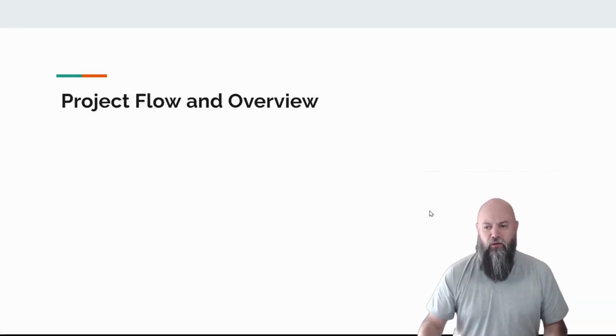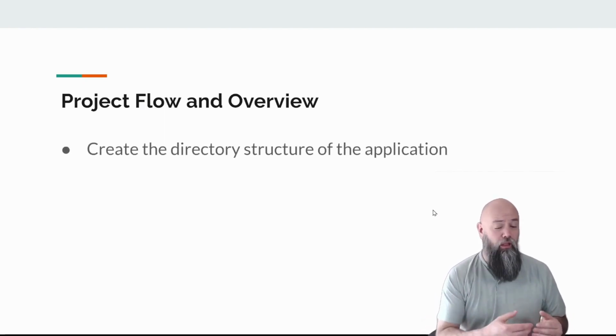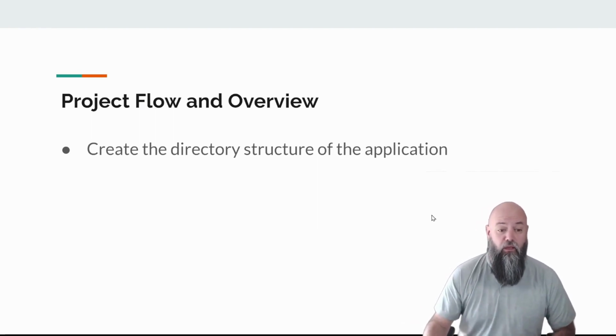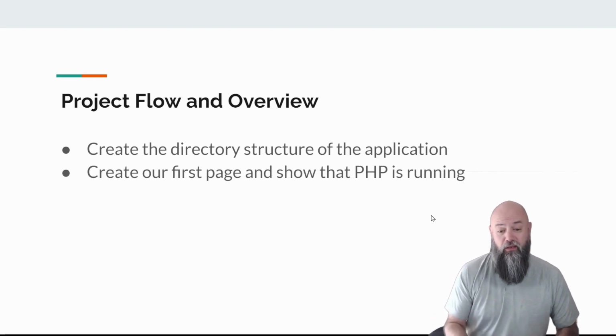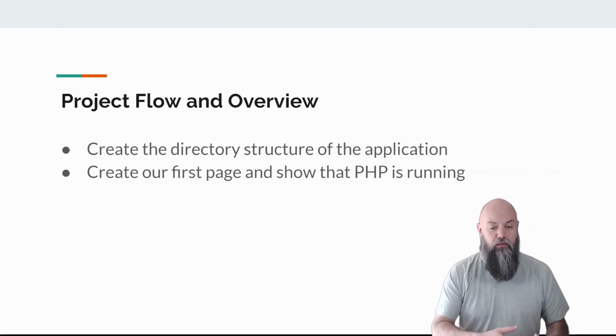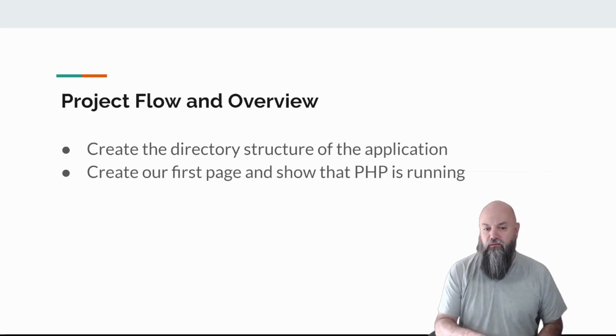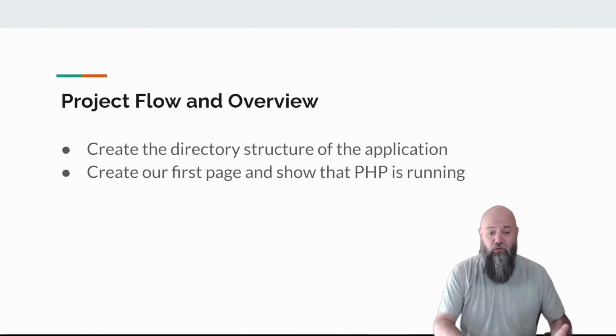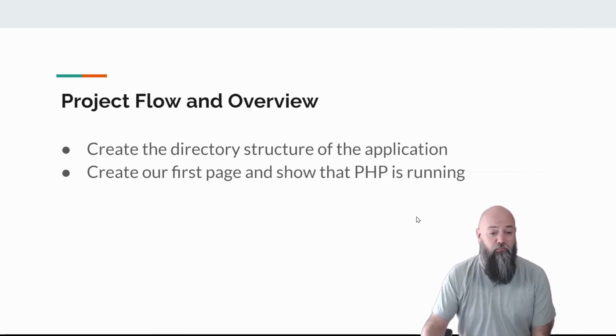So the project flow, and how are we going to be building this? Well, the first thing is we'll open up a command shell and create the directory structure. Then we will create a PHP page that will show you that PHP is running and show you that you have the right extensions installed on your machine. This is an important step here. We'll actually be using the built-in PHP web server, so we won't have to run anything like Apache or Nginx. We're going to do this all locally, and I'll show you how to get that up and running.